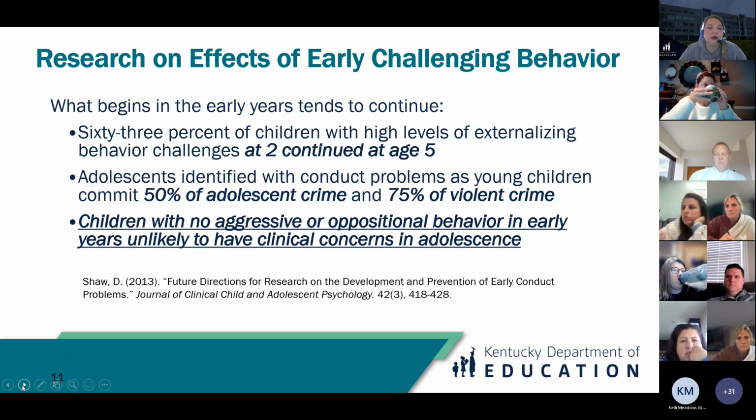But 63% of children with high levels of externalizing behavior challenges at 2 continued at age 5. And with this, adolescents identified with conduct problems as young kids commit 50% of our adolescent crime and 75% of violent crime. So I want to stop and really let that sink in.